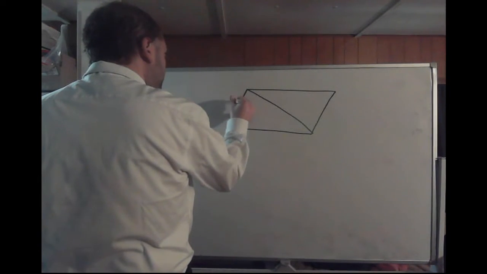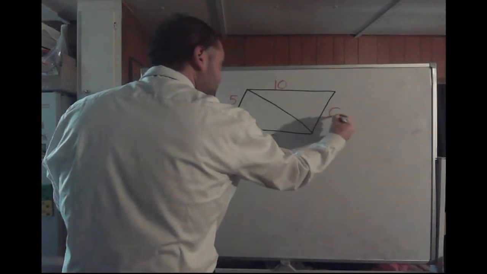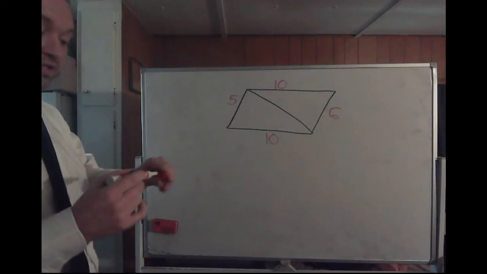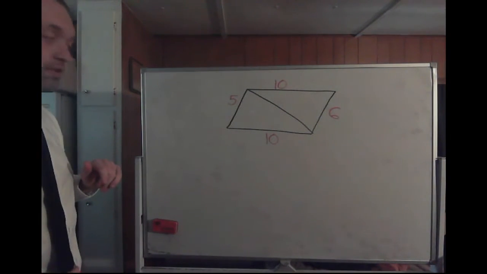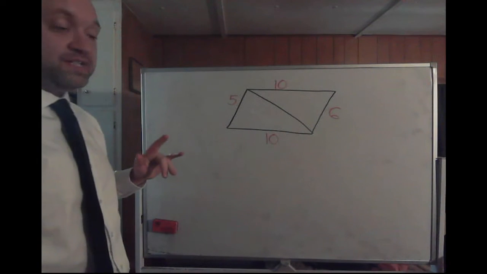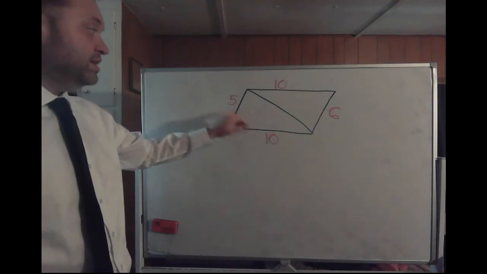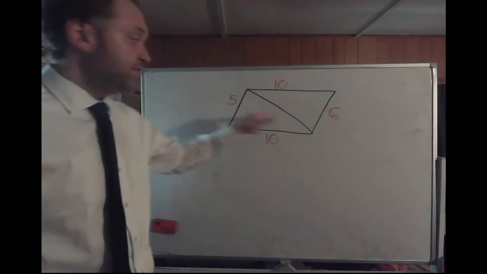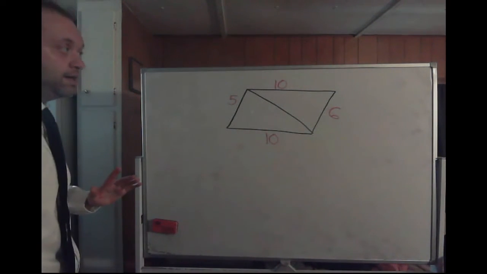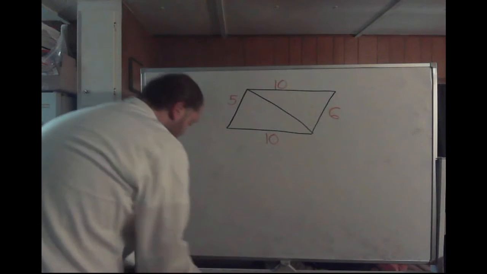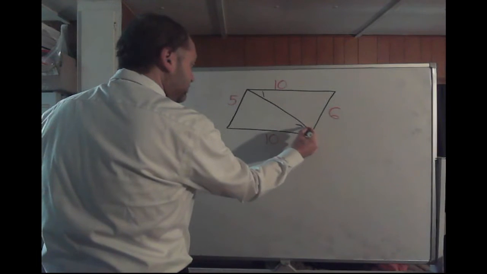Alright, so we got 5, 10, 10, 6. Now, just looking at the shape, it looks like a parallelogram, doesn't it? But what do we know about parallelograms? That both pairs of opposite sides are congruent. Well, only both of the 10 sides are congruent. The other opposite sides, one's got a length of 5, one's got a length of 6, so therefore this quadrilateral is not a true parallelogram. It's definitely not a true parallelogram then. Here's angle 1, here's angle 2.